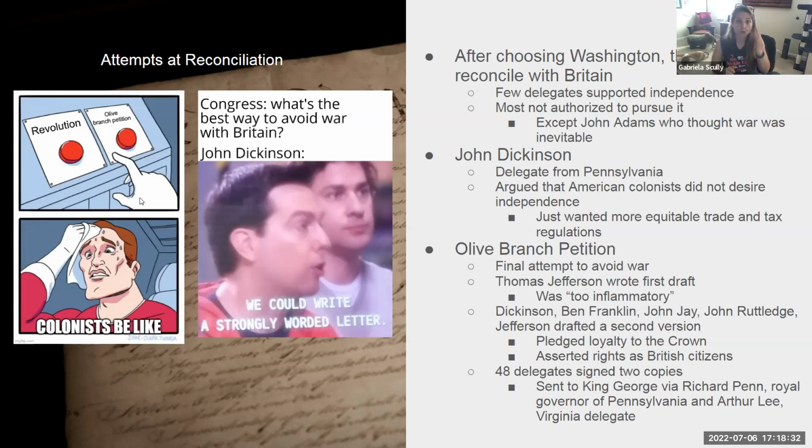So they send it to King George with 2 guys, a guy named Richard Penn, and we'll meet his brother in just a minute, who was the royal governor of Pennsylvania. So royal governor, he's appointed by the king. He's a British citizen. They send it with him and Arthur Lee, who's the Virginia delegate. And we're going to meet his brother in a second too. I think it's Arthur Lee that we meet. So they take 2 delegates who are both British citizens, and they send over this Olive Branch Petition to get to the king.